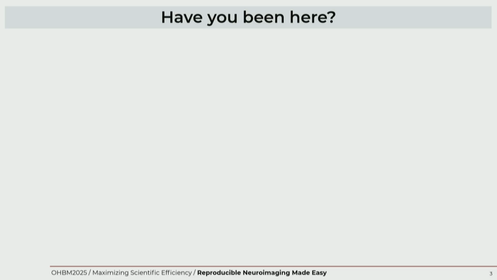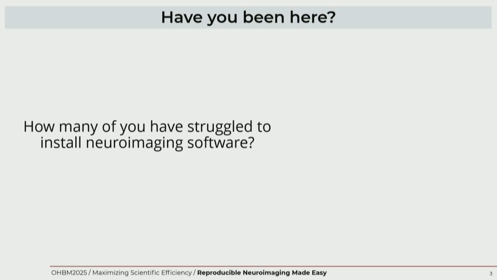So let's start with a safe assumption. I would say that most of you have some sort of computational component to your research. And if you're here, it is because you care about open science and reproducibility. So I wonder how many of you have struggled to install neuroimaging software on your local computer? Please raise your hands. Well, yeah, that's a couple.